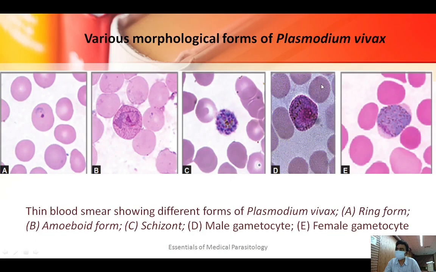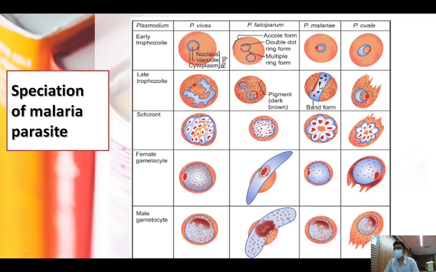Okay, and there is no food vacuole there. Okay, so this is the thing, and in ovale you can see that there are fimbriated RBCs, but there is not much of a difference in the ring forms of it. Okay, so schizonts are also almost similar for all of them.